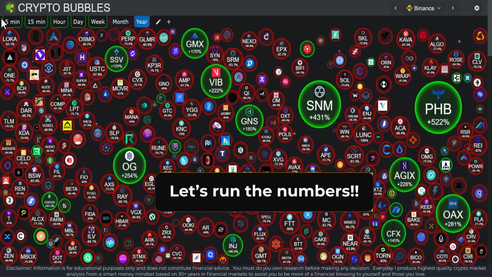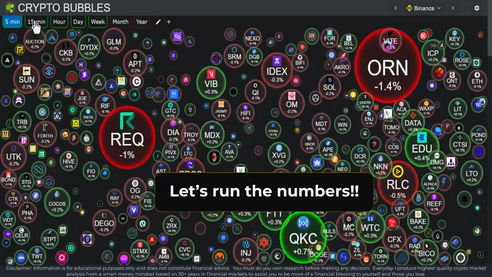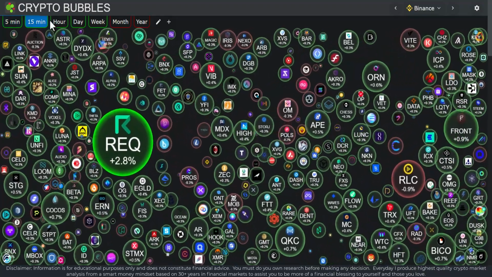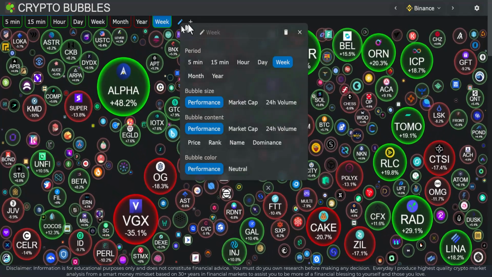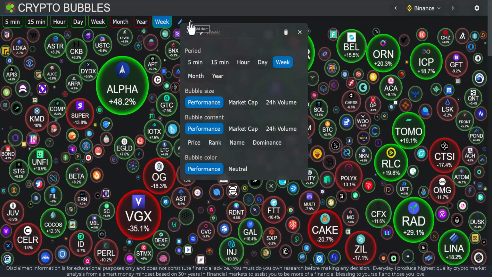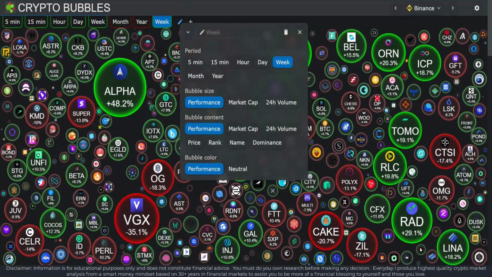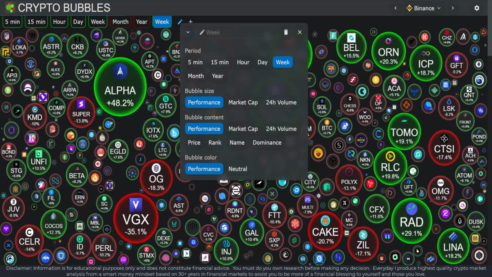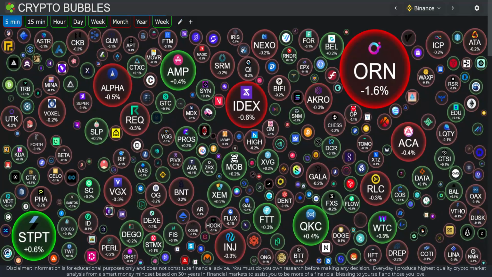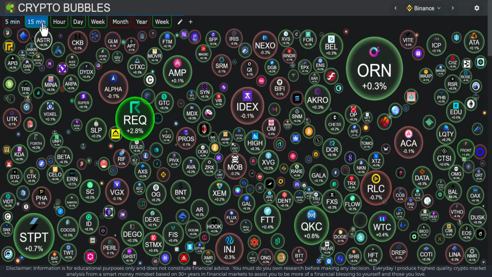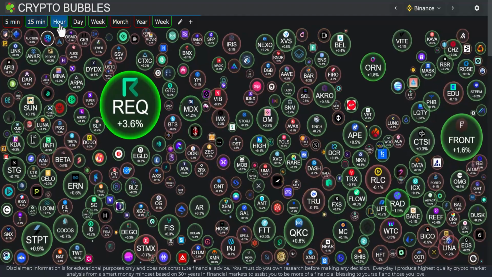What we've just done is have a look at Crypto Bubbles. What a fantastic site this is. You can see that you can actually add different periods up here if you press that little plus button, and it's available at cryptobubbles.net. I thoroughly recommend having a checkout of this site. It's excellent.